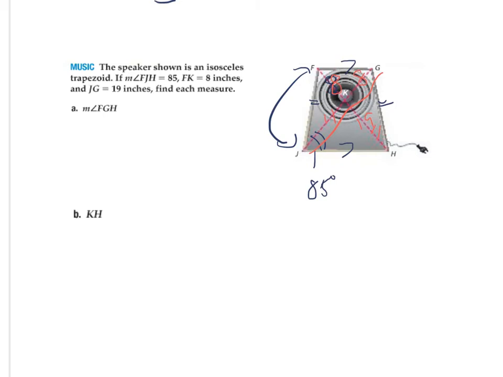So the measure of angle FGH is going to be supplementary to 85, so that's going to be 95, because angle J is supplementary to F, and angle F is congruent to G. So if this is 85, this is 95, and this is also now 95. And the length of KH, I'm looking for KH, oh, that's this piece right here. KH would be 11. I'm sorry, I was looking at the 19.